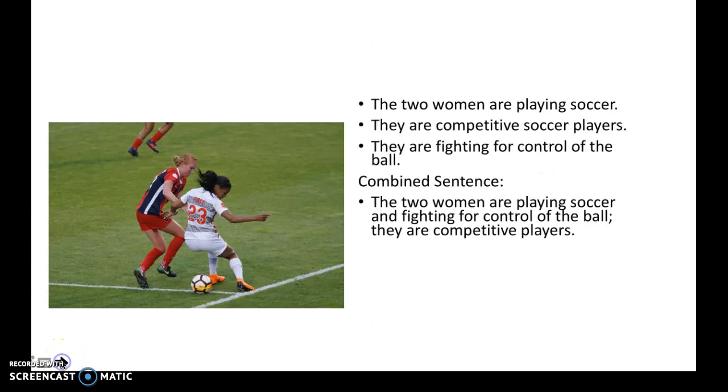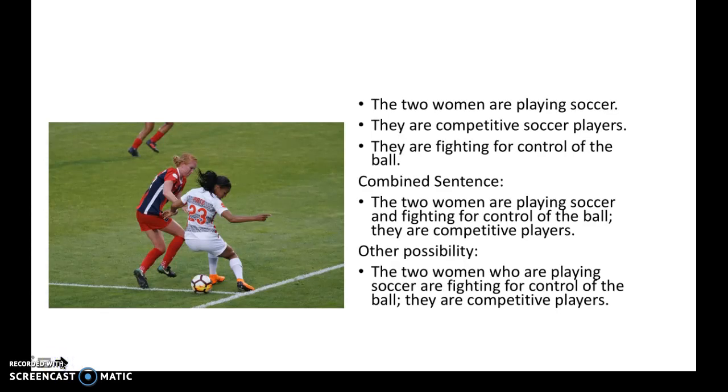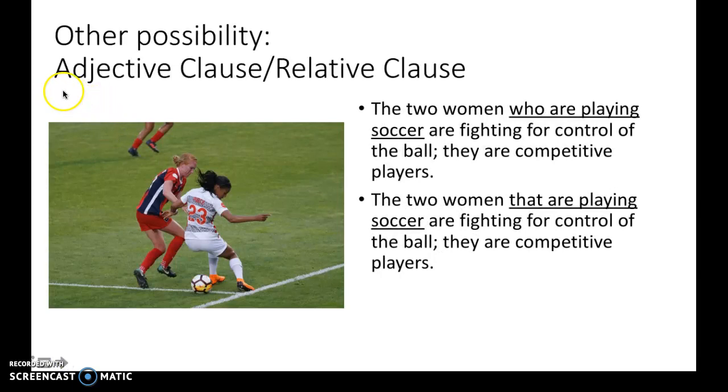Here's another option. The 2 women who are playing soccer are fighting for control of the ball. They are competitive players. So this option is an adjective clause or a relative clause. And an adjective clause or relative clause involves who or that, in this case, and describes the women. It functions like an adjective, so to describe a noun. So just like we could say the women are athletic, the athletic women, we have who are playing or that are playing, and that describes the women here.